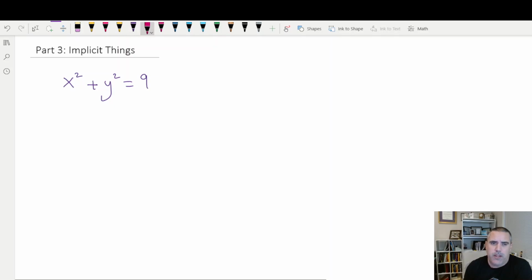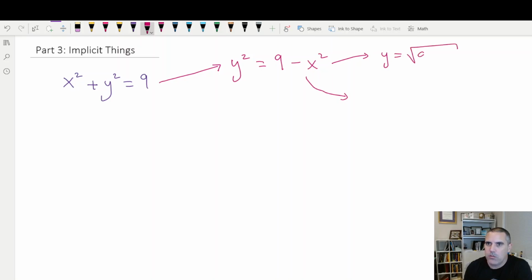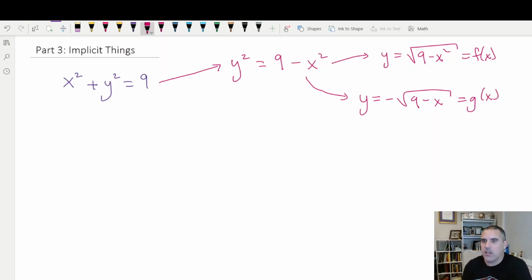Now, there's a couple ways to do that. The one kind of long way is to solve for y. If you just absolutely love to have y by itself, then you would do this. And then unfortunately, it leads to two different functions. One would be y equals the square root of 9 minus x squared, and one would be y equals negative the square root of 9 minus x squared: the upper and lower semicircle. We say that these two functions are implicitly defined by this relationship. The original relationship is not a function.